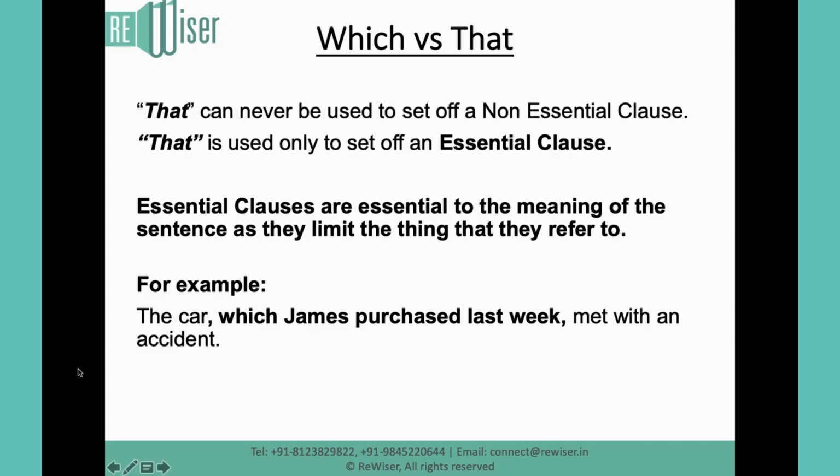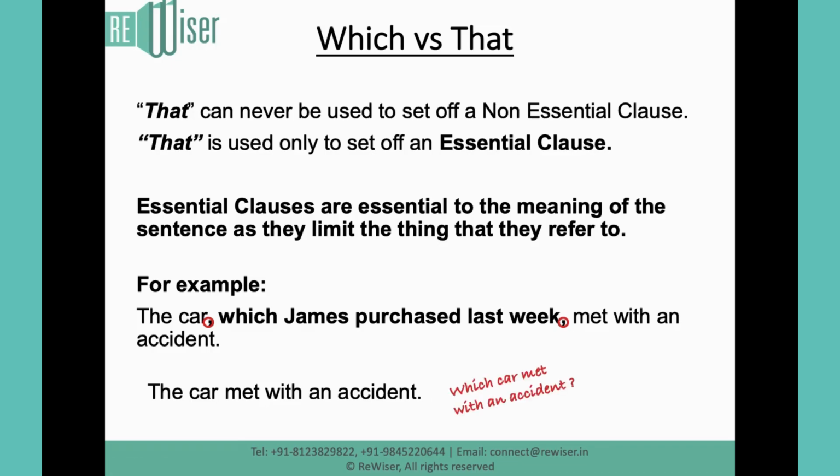The car which James purchased last week met with an accident. Now, I would like to determine whether this is essential or non-essential. Of course, because I have used which, it is non-essential, but this is how you would go about it. Yes, those 2 commas are there. It is non-essential, but you would ask yourself, if I were to remove the commas and this bit, what am I talking about? The car met with an accident. Is there a little confusion here? Which car met with an accident? So this information is helping me identify which is the car I'm talking about, and therefore it is essential information.